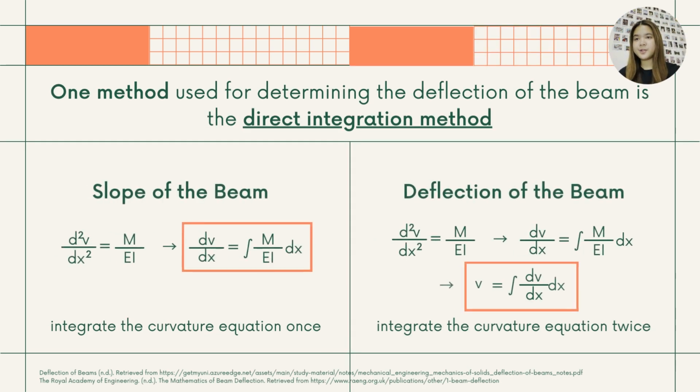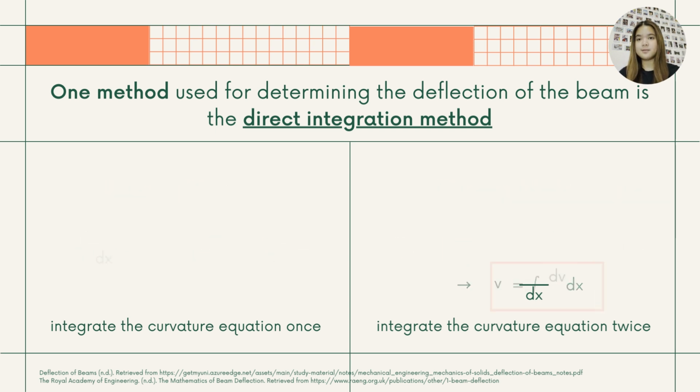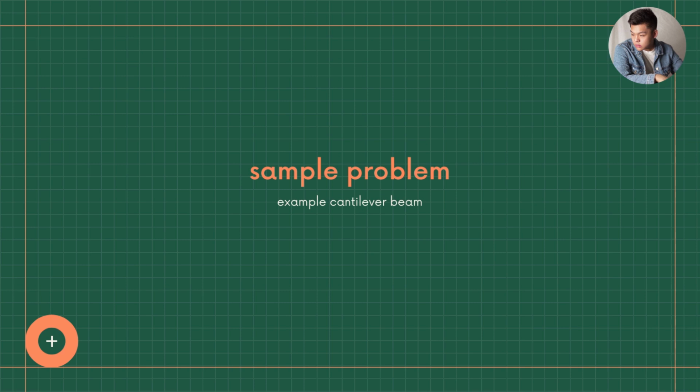One method used for determining the deflection of the beam is the direct integration method. That is, the approach using the differential equation we have derived earlier. Indefinite integrals produce integration constants that can be calculated using the problem's boundary conditions. By integrating the curvature equation once, we can get the slope of the beam. And by integrating the curvature equation twice, we can get the deflection of the beam. The next section will be the discussion of an example problem.